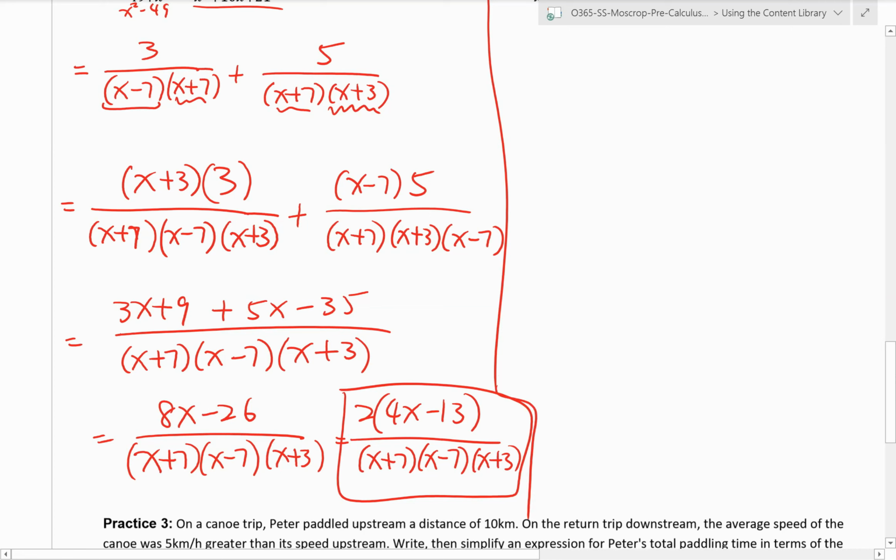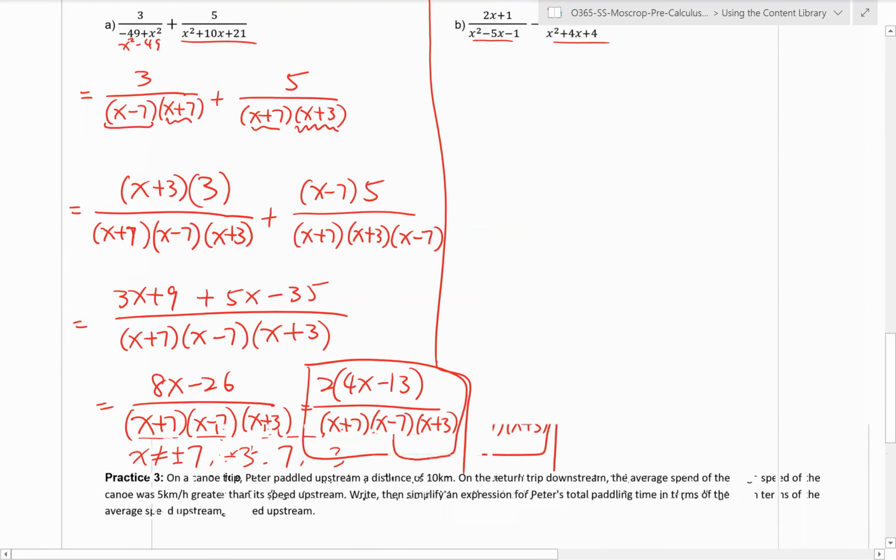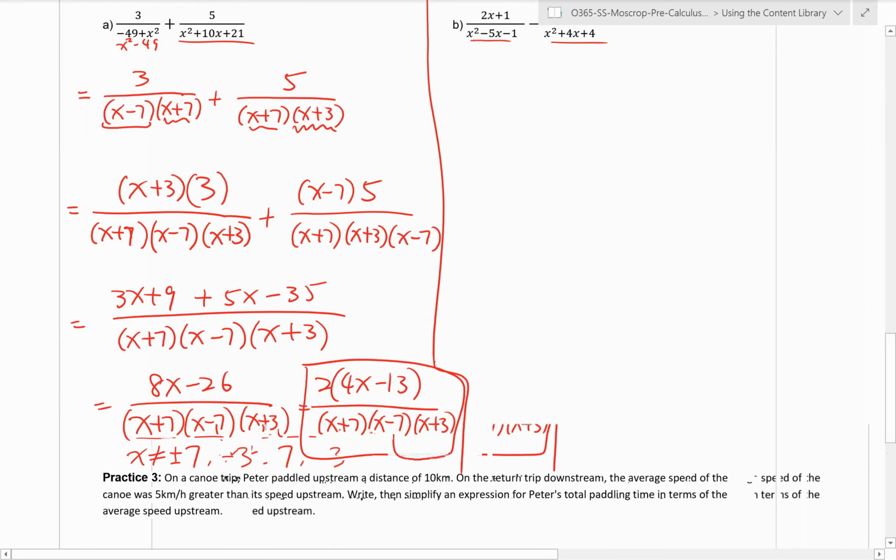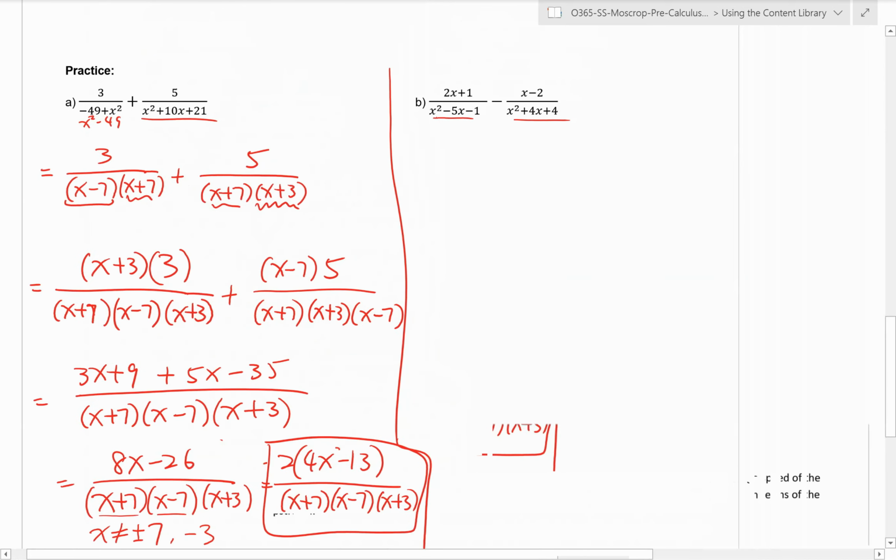Okay, and as for the non-permissible values, I have a little room left here. X cannot equal plus or minus 7 because of these two, right? 7 and negative 7 will make those two 0, and negative 3. So factor first if possible. Always factor first, and then look for your common denominator. Okay, part B, good luck.